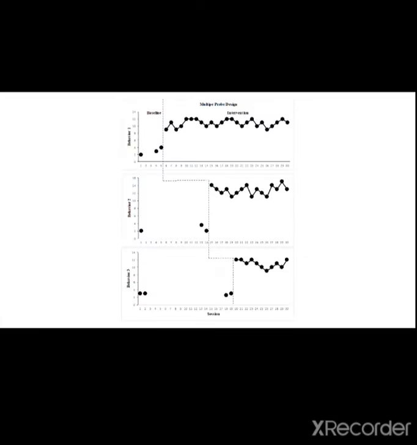This is what a multiple probe design looks like. As you can see, the data points in baseline are not connected. Please do not get this confused with a scatter plot. A scatter plot is just one big graph with a bunch of dots or data points not connected. This is only baseline, the data points are not connected, and then during the intervention probe, they are connected.